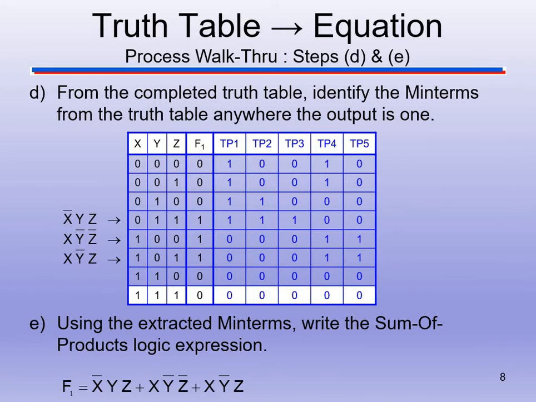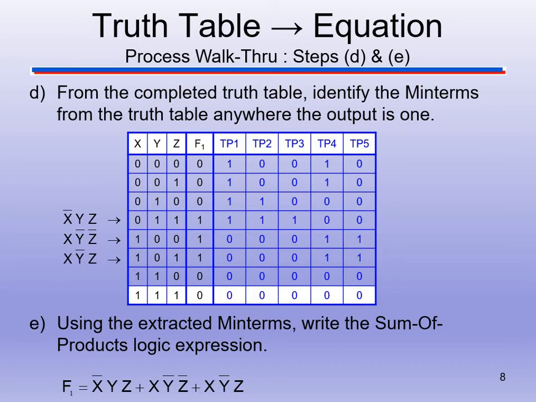There's when X is 0, Y is 1, Z is 1. There's when X is 1, Y is 0, Z is 0. And there's when X is 1, Y is 0, Z is 1. Those are my 3 ones. Okay? So, with that, I can write the minterms.